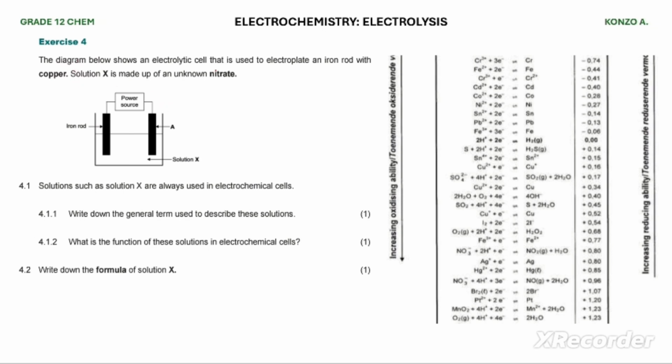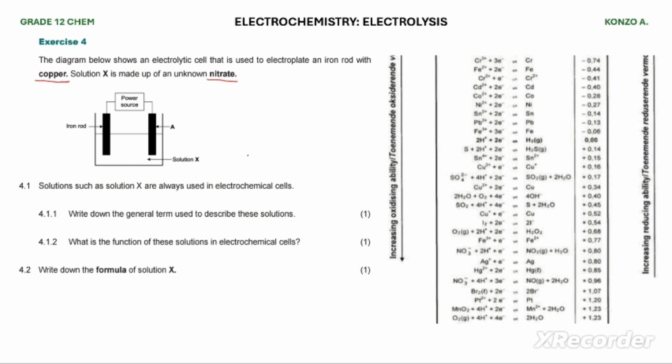The diagram below shows an electrolytic cell that is used to electroplate an iron rod with copper. Solution X is made up of an unknown nitrate. So keep an eye on these things that I'm putting in bold because they are telling you something.